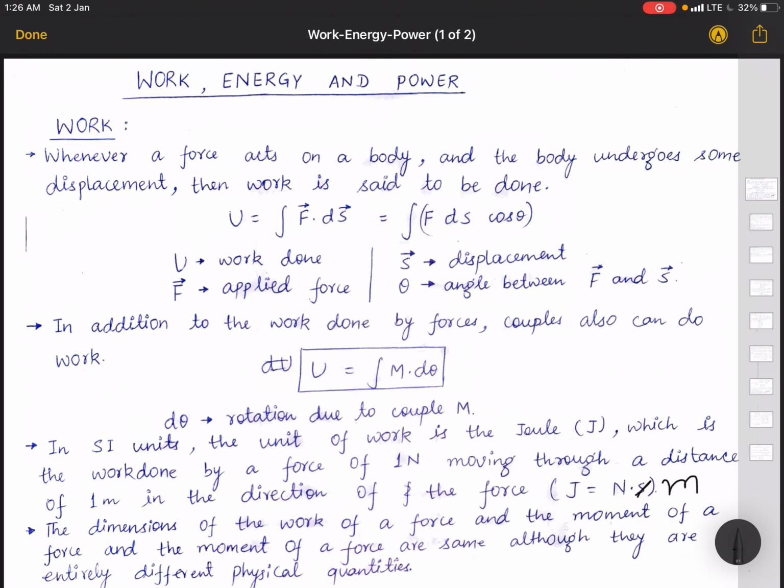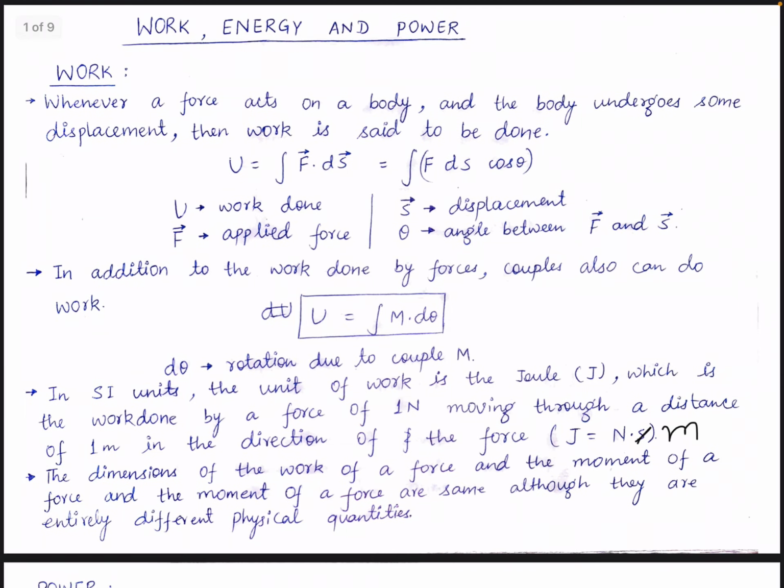So how are we going to define 1 joule? 1 joule is the work done by 1 newton force causing 1 unit displacement. The dimension of the work of a force and the moment of a force are the same, but they are completely different quantities. Moment and work both have the unit kilonewton meter or newton meter. They have the same dimensions, force multiplied by displacement, but they are completely different physical quantities.